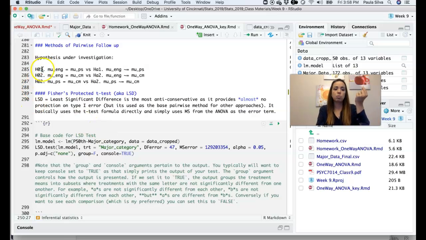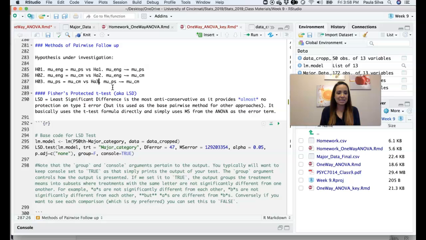Null hypothesis 1 would be that engineering and physical science are the same, and the alternative hypothesis 1 would be that engineering differs from physical science. Hypothesis 2 would be that engineering is the same as computer and mathematics, and the alternative would be that it's different. Hypothesis 3 is that the mean median salary of physical science equals computer and mathematics, and the alternative, H3, is that they're different, right?